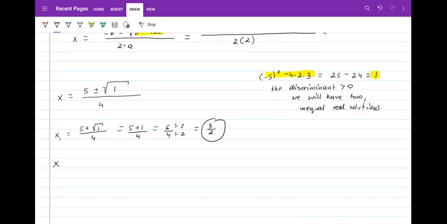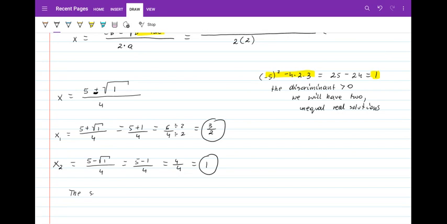The second solution, I'm going to put index 2. That's when I'm going to perform subtraction. So that would be 5 minus square root of 1 divided by 4. So this is just 5 minus 1 divided by 4. We're getting 4 divided by 4, which is 1. So we end up with 2 unequal real solutions. So we have 2 solutions.